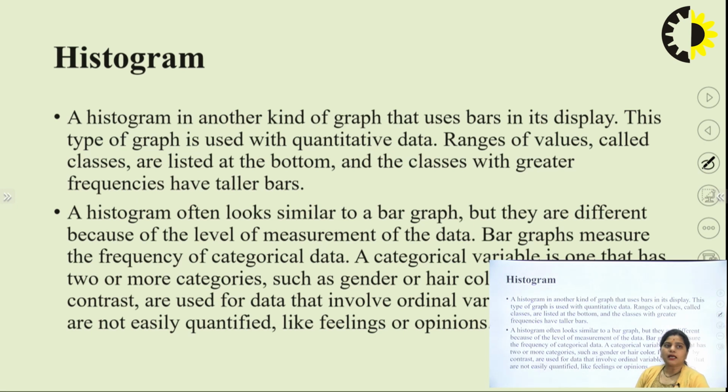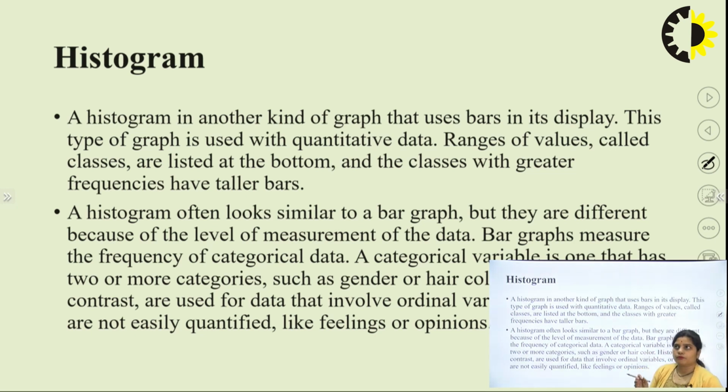The next kind of graph is a histogram. The histogram is also a kind of statistical graph which uses bars when it displays the data. This kind of graph is basically used to represent quantitative data. The ranges of the values, which are known as the classes, are listed at the bottom, and the classes with the greater frequencies have the taller bars.